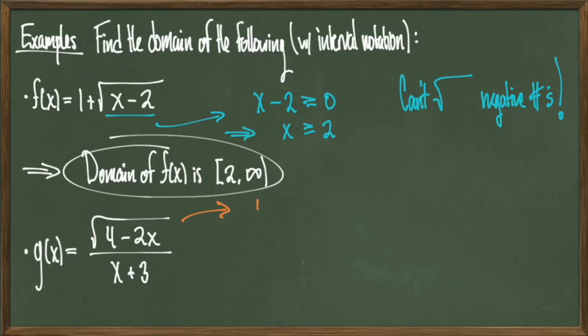So first I'm going to set 4 minus 2x greater than or equal to 0, and when I solve for x, I find that x has to be less than or equal to 2 to keep the quantity underneath the radical 0 or positive.